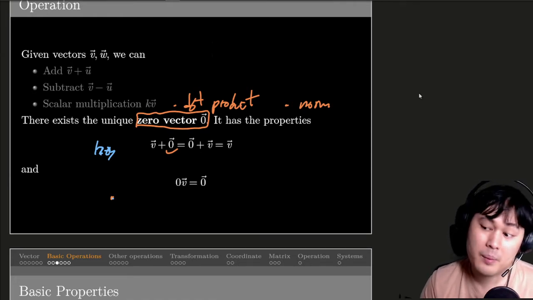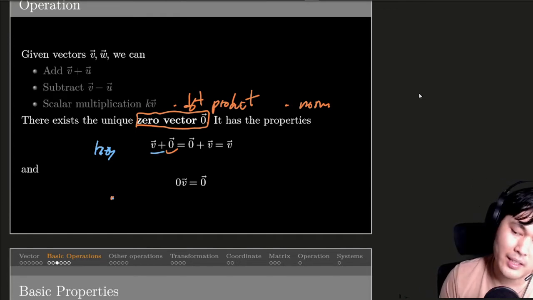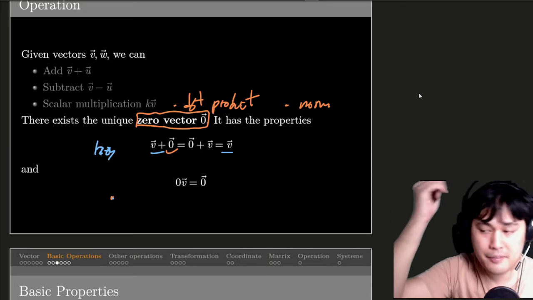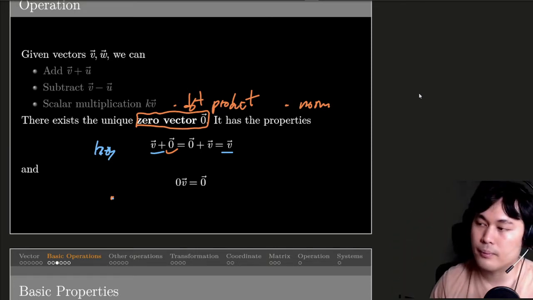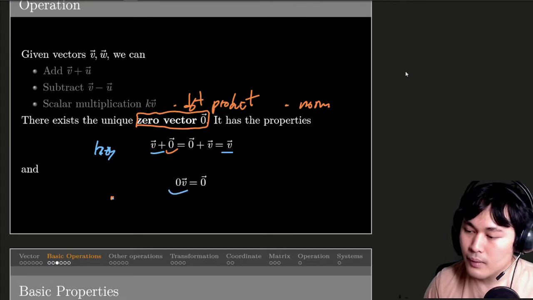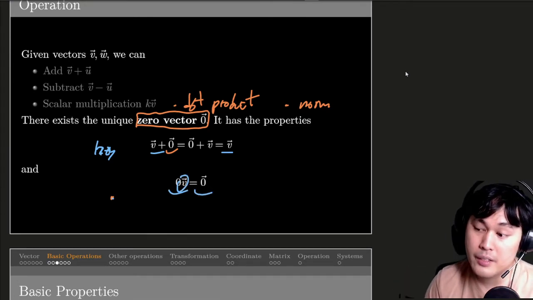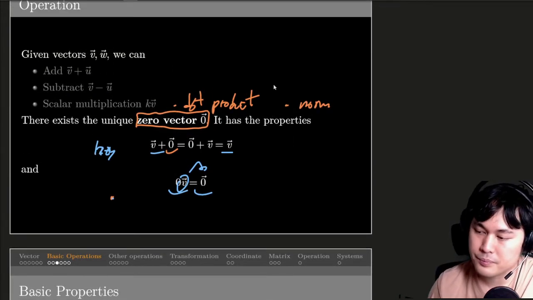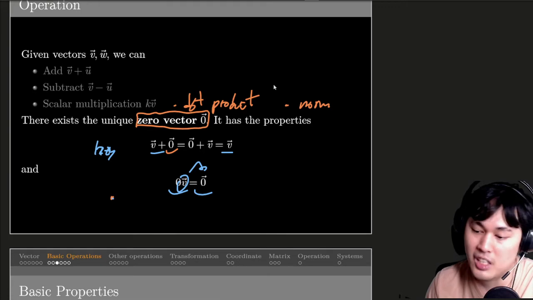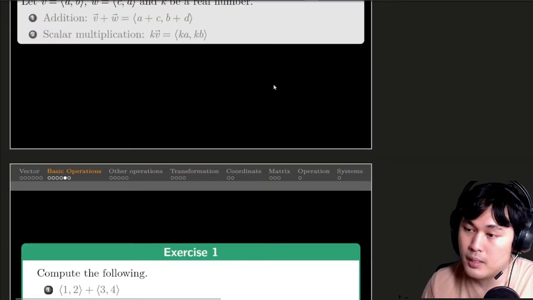And the basic property is that since it does nothing, when you add that to another vector, you still get the same vector out. You don't add anything to it. And you can multiply a vector by 0 to turn it into a 0 vector, which we'll see in a moment. But first, we will see the basic operations.